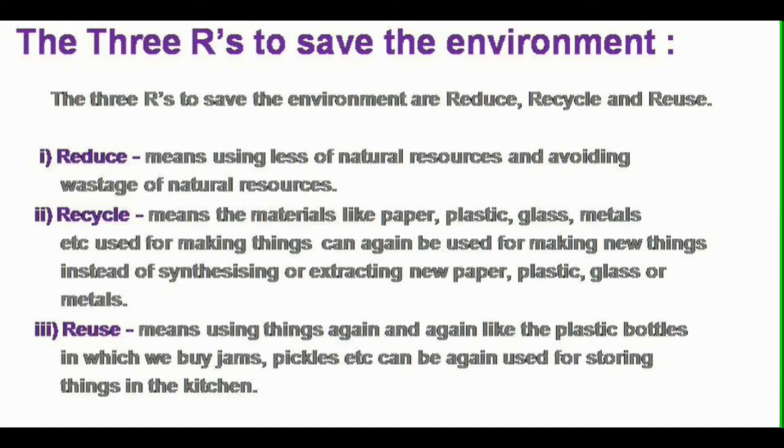Now we talk about reuse. It means using things again and again, like the plastic bottles in which we buy jars and pickles, that can be used for storing things in the kitchen.